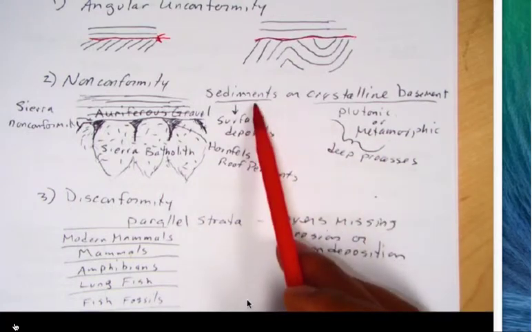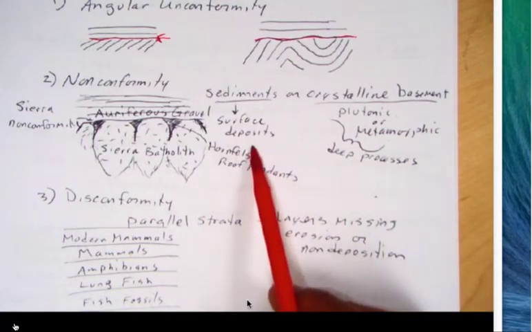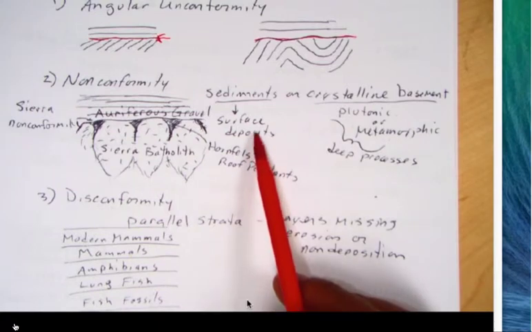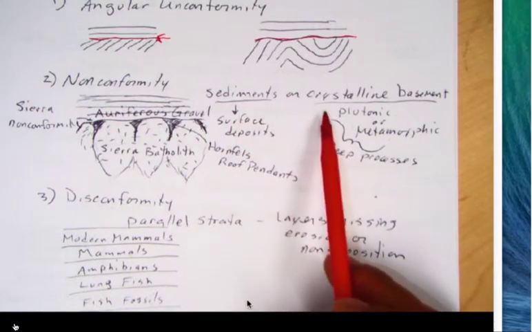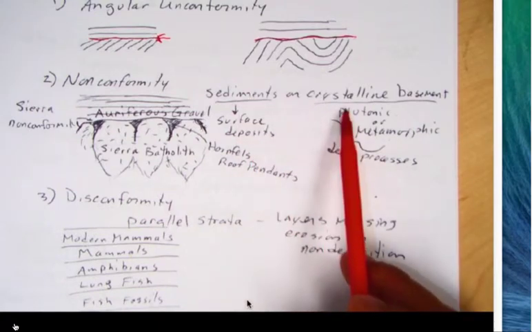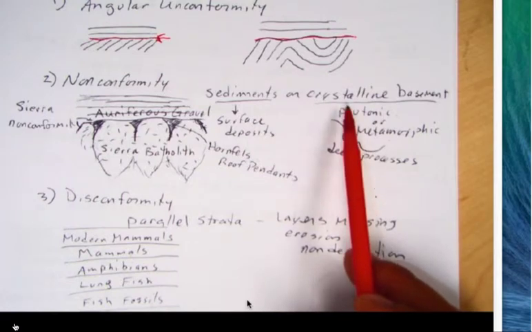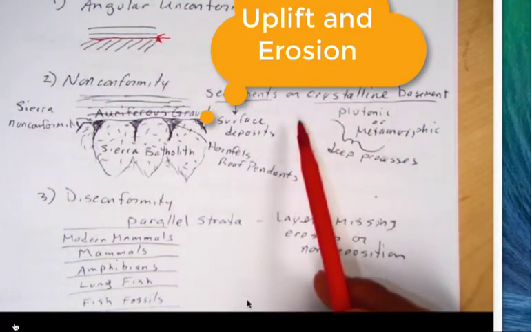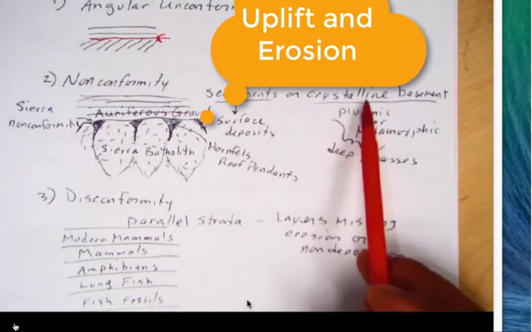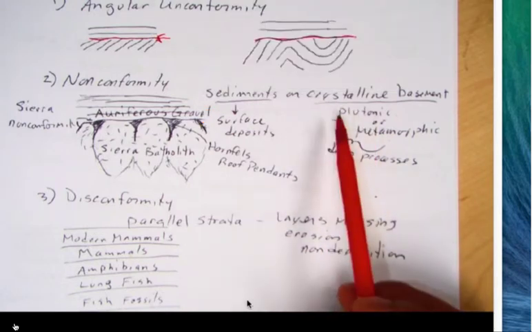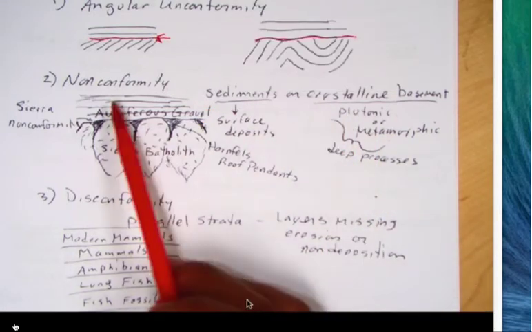But sediments are surface features. They form up here. So the disparity is, how do we get sediments on top of the rock that formed at depth? Well, obviously the rock that formed at depth had to be eroded. All the sediment had to be eroded away to expose this rock to the surface. So that takes time. That's a time gap. And so those are the nonconformities.